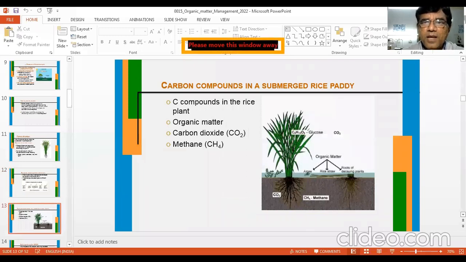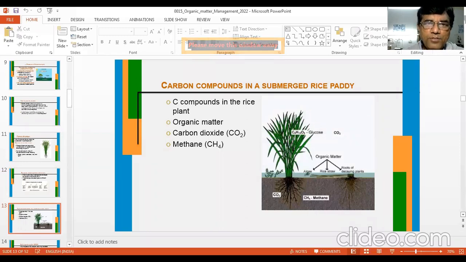Now, in submerged rice paddy, you have seen what the components in a plant are, like carbohydrates, fats, proteins, vitamins, lignin, etc. These are part of the plant. Now, what are the carbon compounds in the submerged rice paddy?